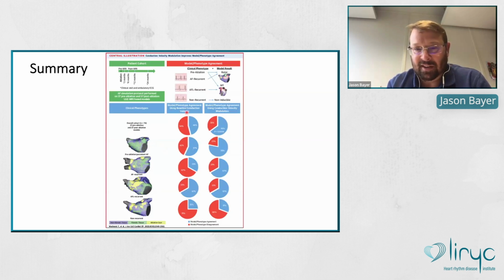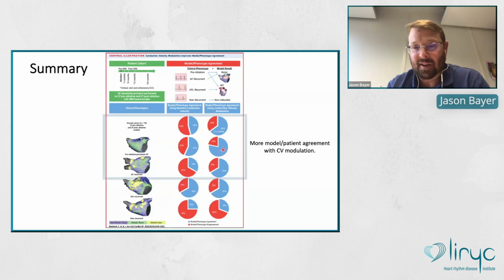And so given those different phenotypes afterwards, you can see here the results with and without the conduction velocity modulation. So they changed it across their ranges. Blue is good and red is bad. And you see that pretty much for the AF recurrent and pre-ablation persistent AF, the CV modulation drastically improved the ability of the model to predict and reproduce the arrhythmias within these hearts. Whereas for the atrial flutter and the non-recurrent, there wasn't much of an improvement at all, or change even.